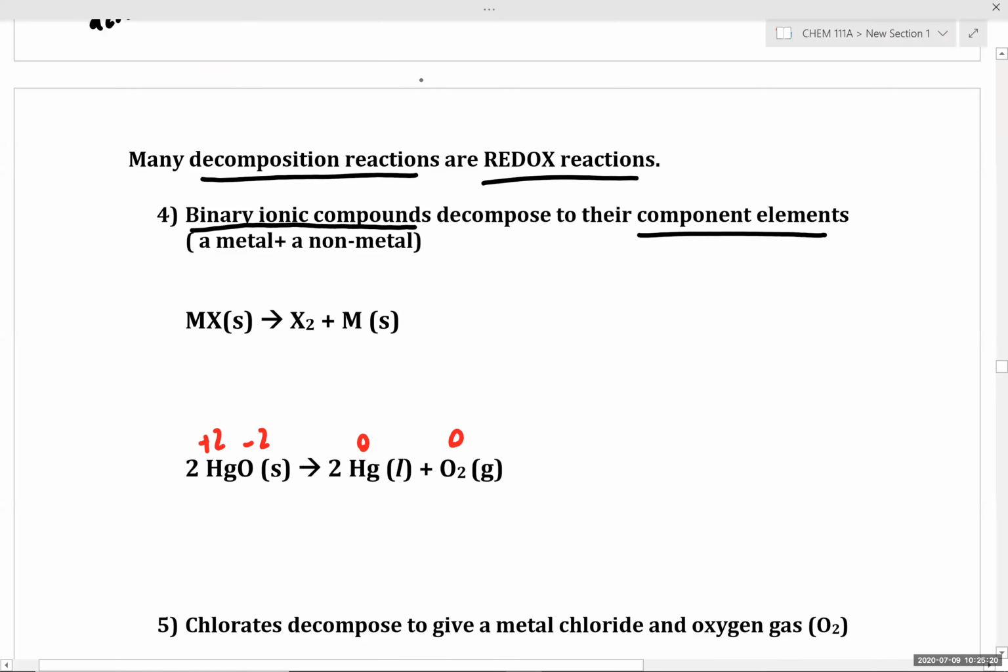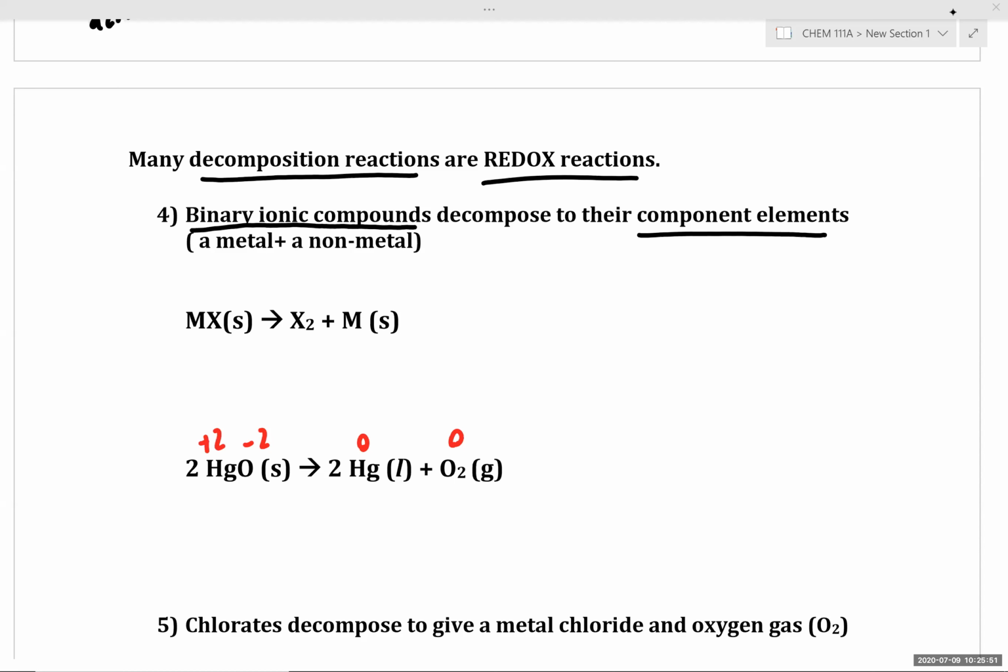So, is there a change in oxidation number? Do we have a transfer of electrons? Yes, we clearly see there's a change in oxidation number, so this reaction is clearly a redox reaction.